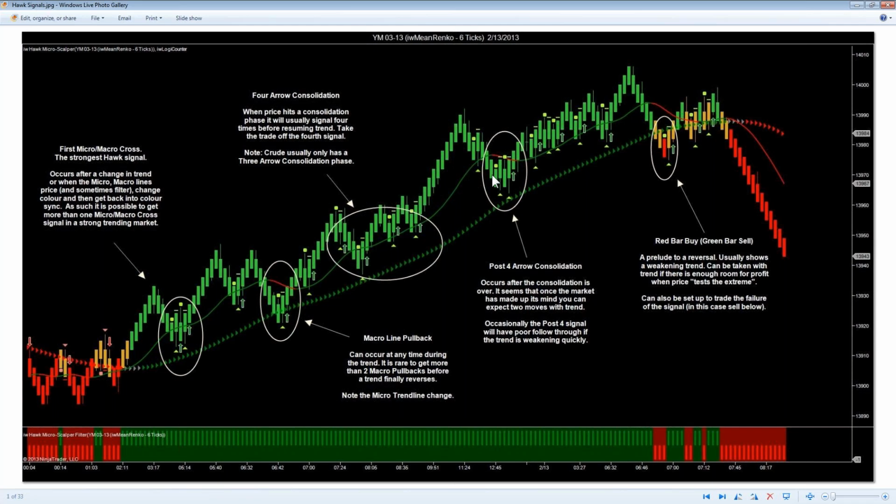And then you have the next signal after the 4-arrow consolidation. You can see this one also a macro pullback signal. And then lastly, you have your red bar buy, or in a downtrend, it would be a green bar sell. These tend to develop near the end of a trend. And you can also look to short these. You can take them with trend, or you can look to do the reverse. So you can use the low of this bar as an entry signal to short. And you can see in this instance it actually worked out not too badly.